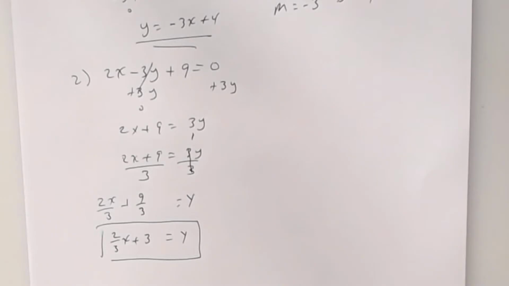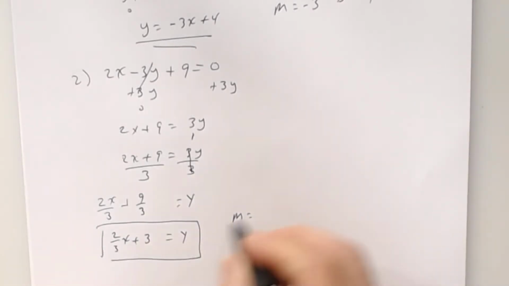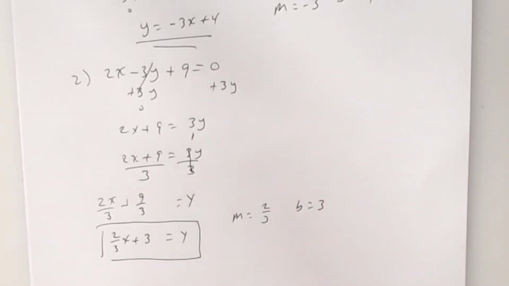So what's the slope? 2/3. Remember, the slope is a coefficient of x. What's the y-intercept? 3. So that's where the graph's going to cross the y-axis.